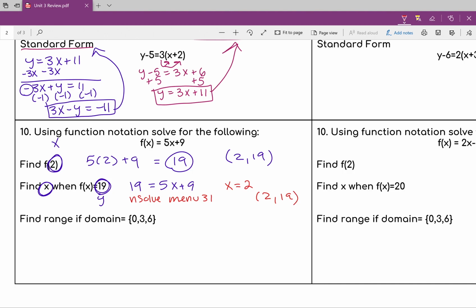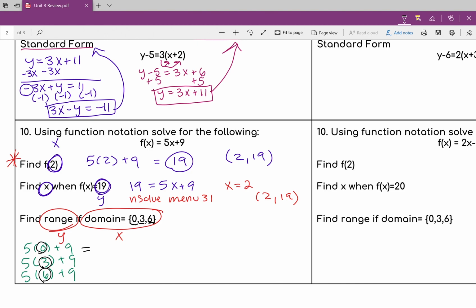Okay. Lastly, it says find the range, which is y, if domain is 0, 3, and 6. So domain is x. Meaning this problem is going to look a lot like this problem right here, where we had to plug in 2 in for x. Okay. So I'm going to first plug in 0. So I have 5 times 0 plus 9. Then I have 5 times 3 plus 9. 5 times 6 plus 9. Notice that I plugged in each of these numbers here. This is where those numbers came from.